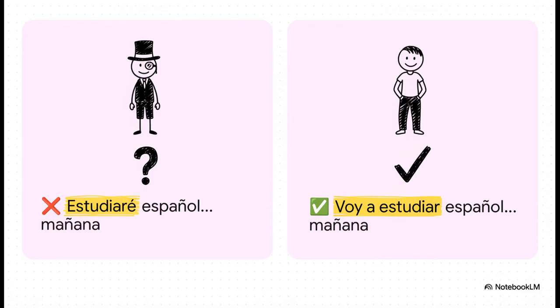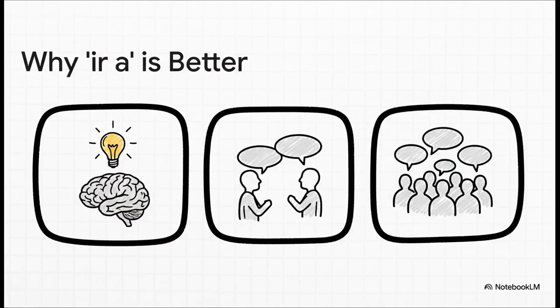Okay, this next trap is a little more subtle. The sentence on the left, estudiaré, isn't technically wrong. It's the formal future tense. But for everyday conversation, for talking about your plans for tomorrow, voy a estudiar is just so much more common, so much more natural. And why is that? Well, for a few great reasons. The ir a plus infinitive structure is way easier to get the hang of. Plus, it just sounds more natural in a casual conversation. Honestly, it's what you're going to hear people use most of the time when they're just talking about their plans.